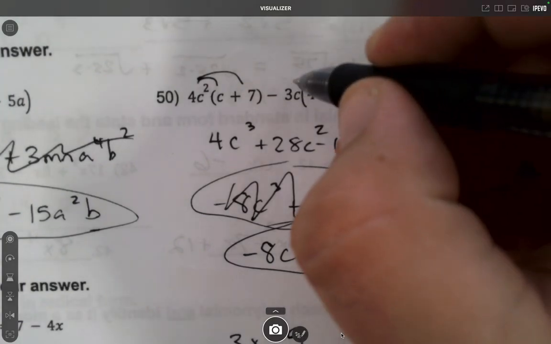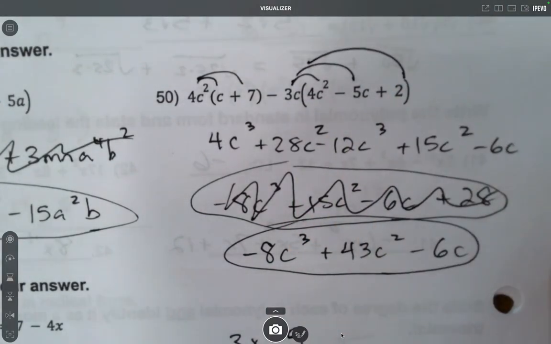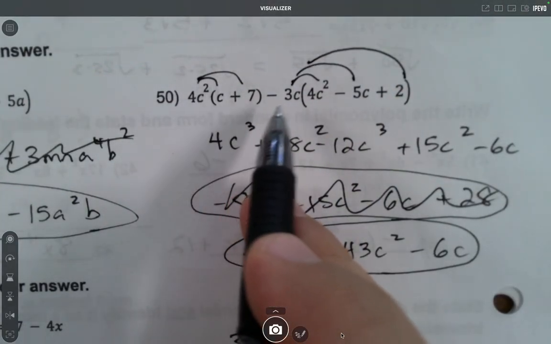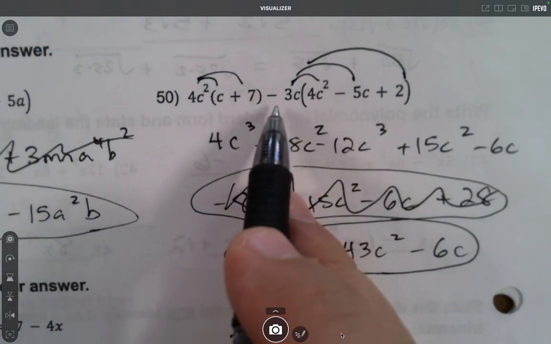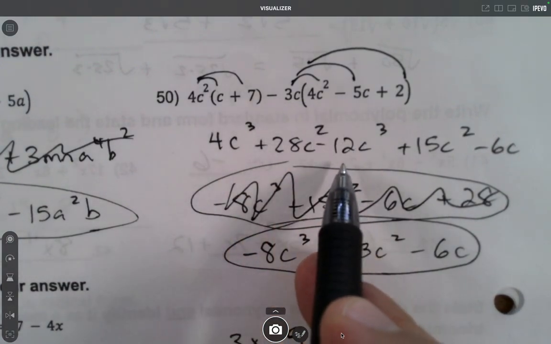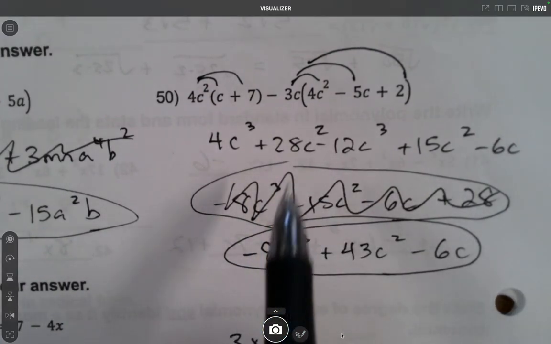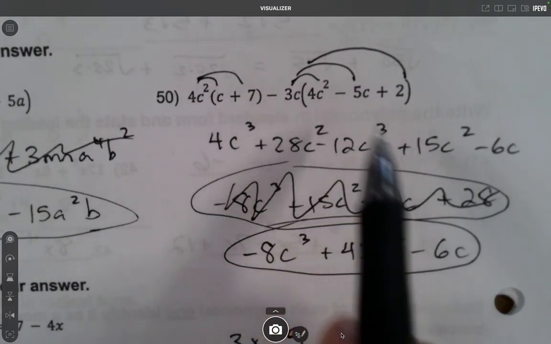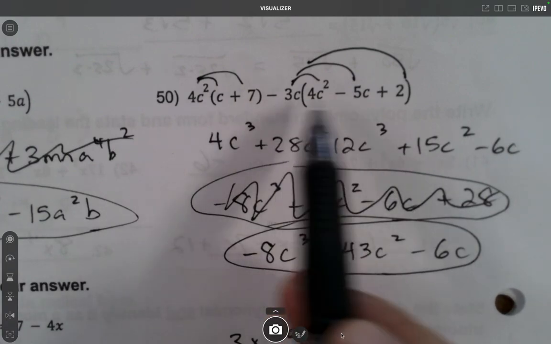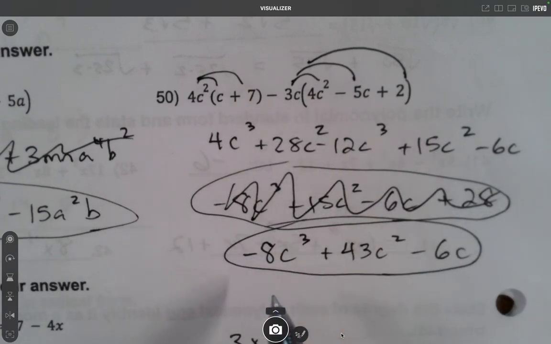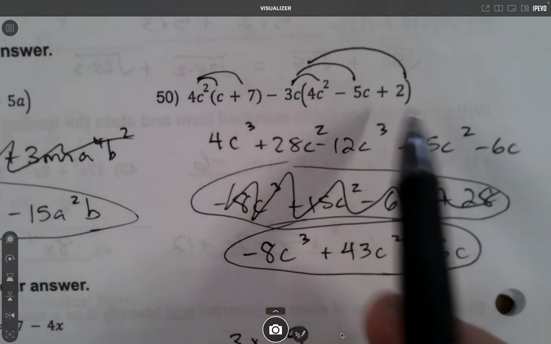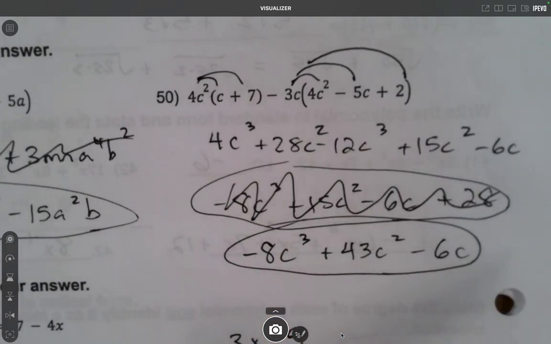Then we have to distribute this to all three of these. And you've got to make sure you remember to keep this negative or this minus sign with it. So it's negative 3 times 4 is negative 12. C times c squared is c cubed. Negative 3 times negative 5 is positive 15. C times c is c squared. Negative 3 times 2 is negative 6, and we just keep the c.